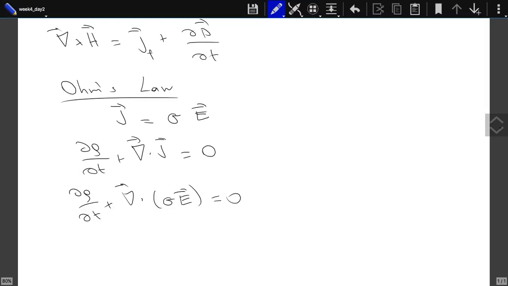But during this small amount of time, how long it will be depends on what your sigma is, as we will see in a moment, during this amount of time when there is a charge inside your conductor, you get an electric field. Or similarly, we will be looking at the waves. You can have waves in a conductor.